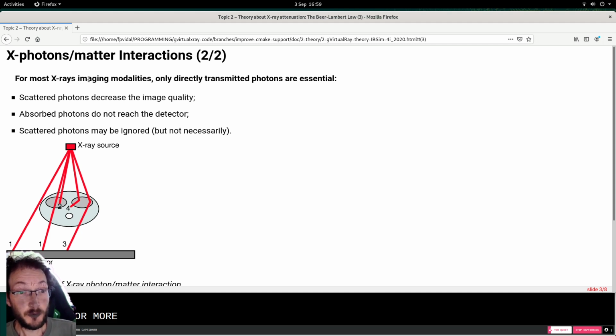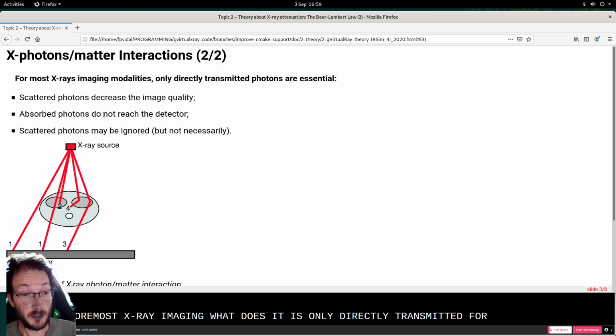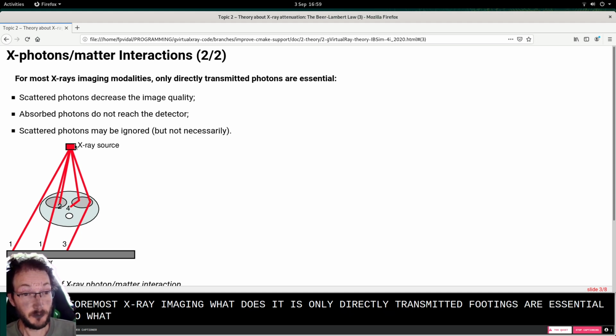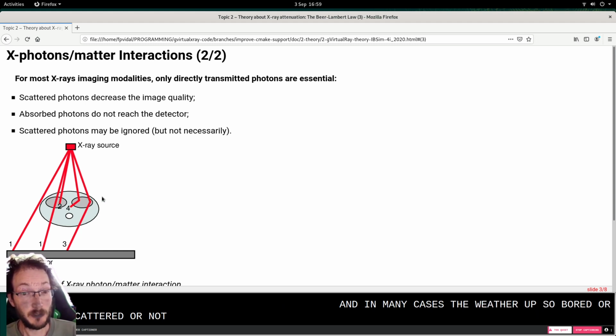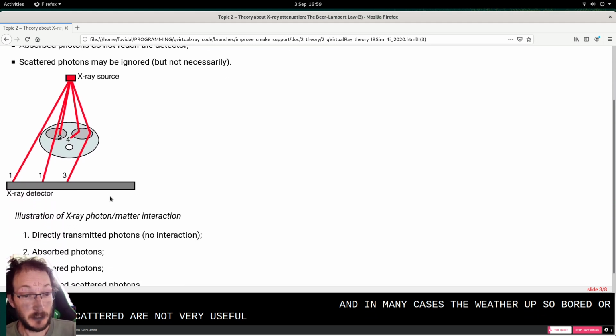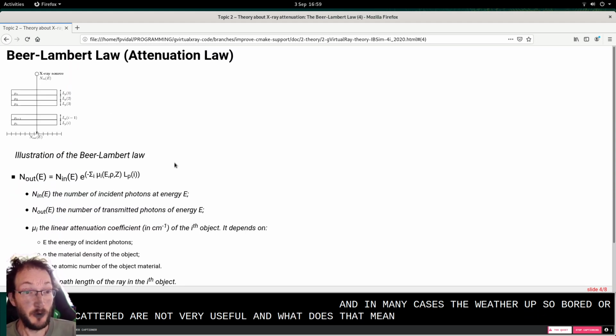For most X-ray imaging modalities, only directly transmitted photons are essential. So the ones that travel following a straight line, like these ones. And in many cases, the ones that are absorbed or scattered are not very useful. What that means for us is that we could possibly ignore them.